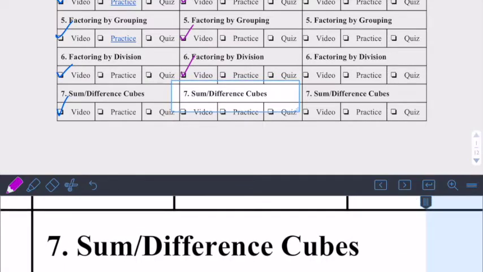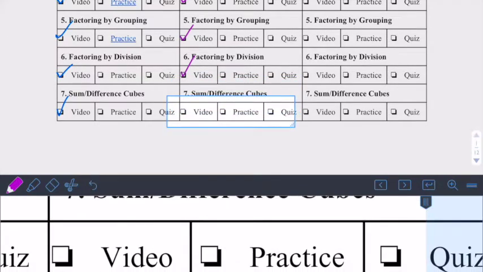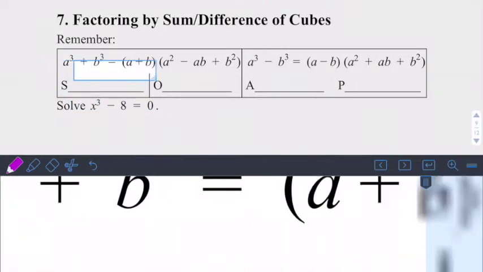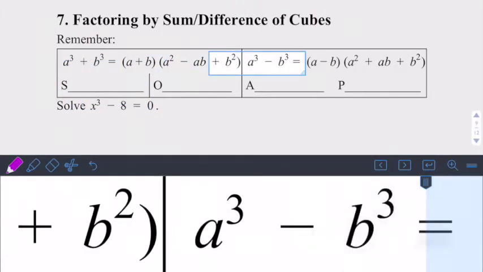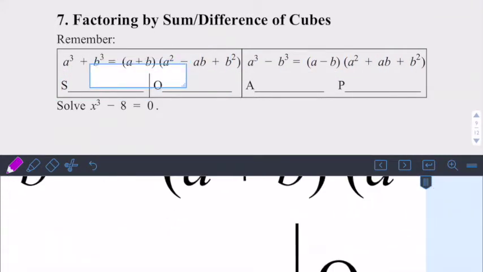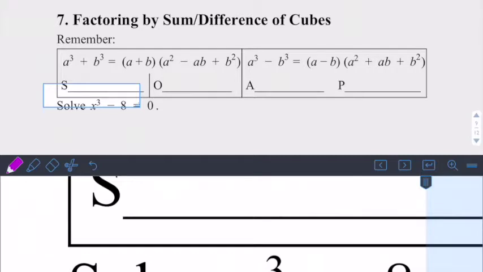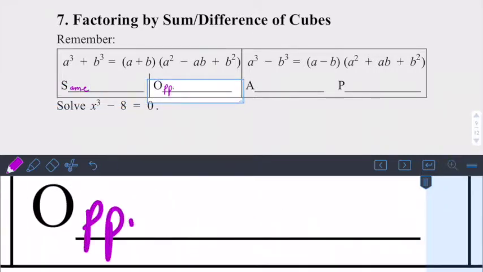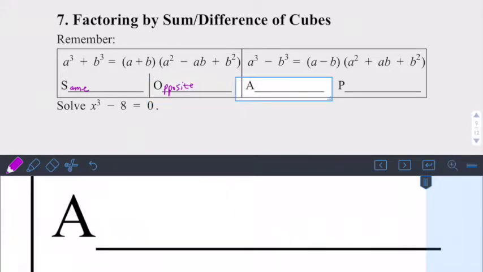This is Tier 2 Lesson 7, Sum and Difference of Cubes. So remember we have a cubed plus b cubed gives us this form, and a cubed minus b cubed gives us this form, and then the way to remember the signs is SOAP. Same, opposite, always positive.